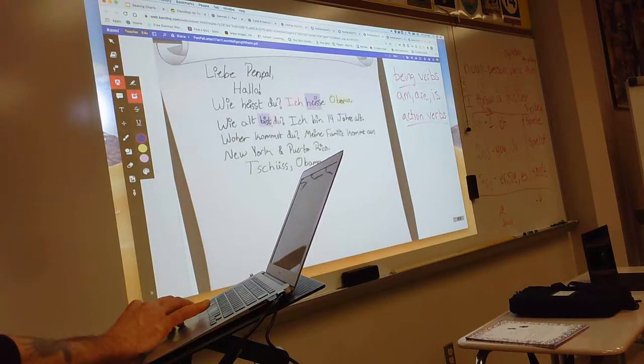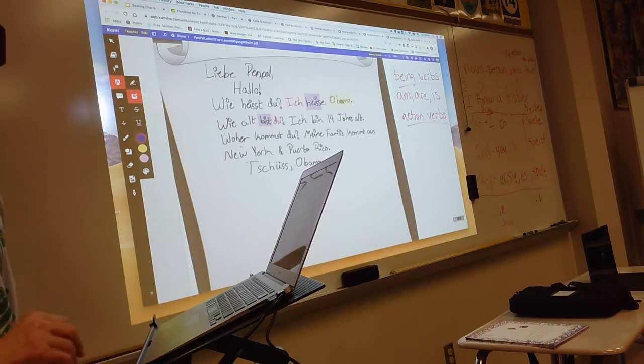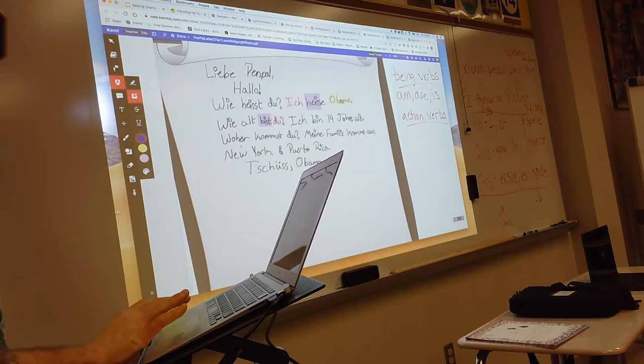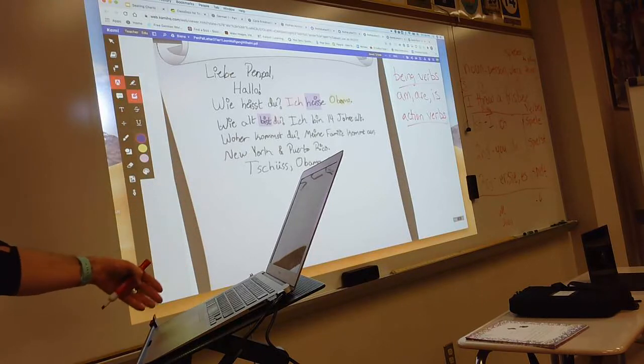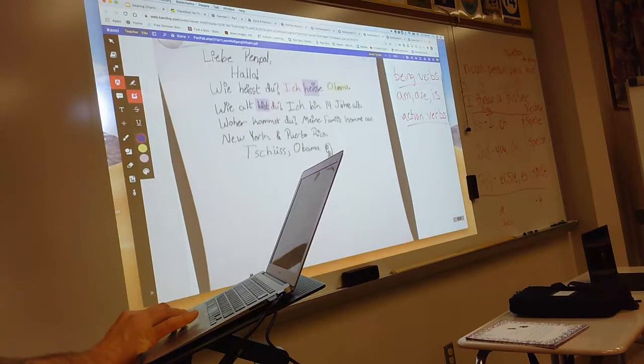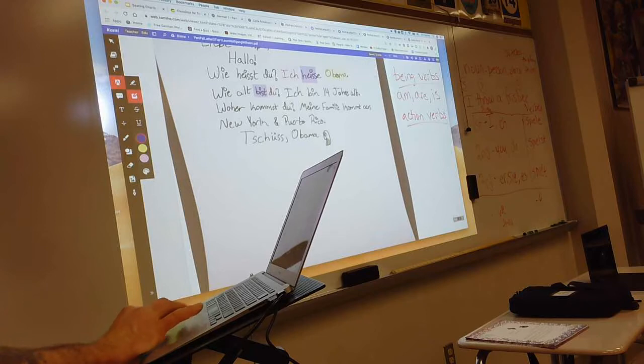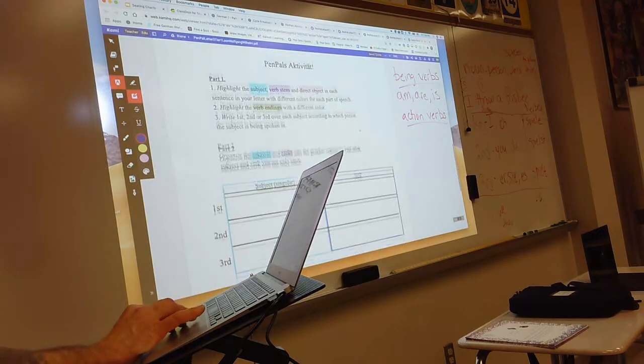Is there an object in this sentence? There is no object in the sentence. So nothing's receiving the action. Okay, there's nothing receiving the action. Let's move on.